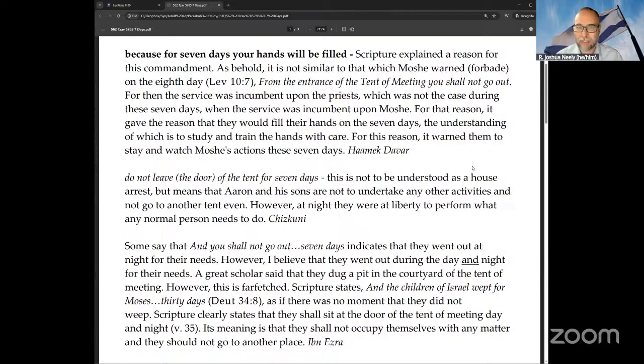That awkward idea of their hands being filled is not just there to say they're completing their investiture, but instead it is telling us precisely why they had to stay where they were during this whole week period. They had to fill their hands for that 7 days. And what does that mean? Well, it doesn't just mean investiture, it means the understanding of which is to study and train the hands with care. For this reason, it warned them to stay and watch Moshe's actions these 7 days.